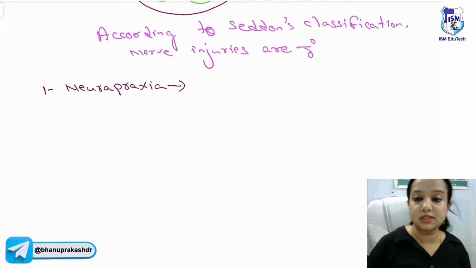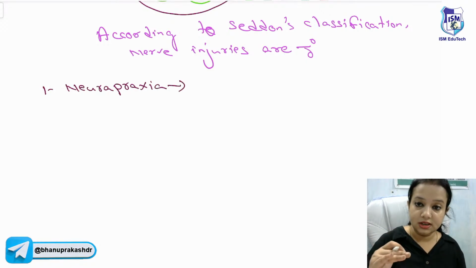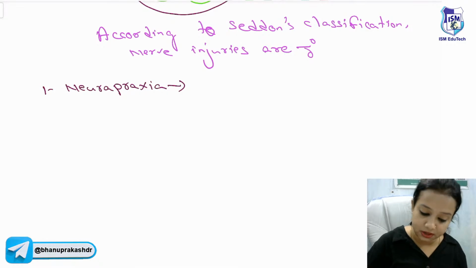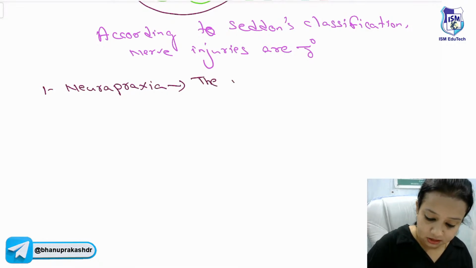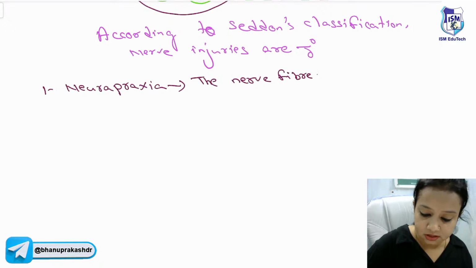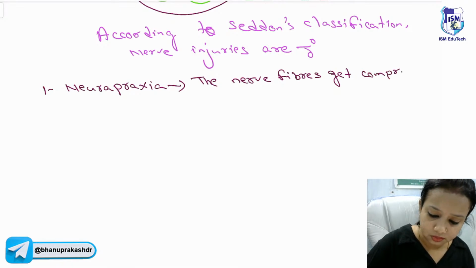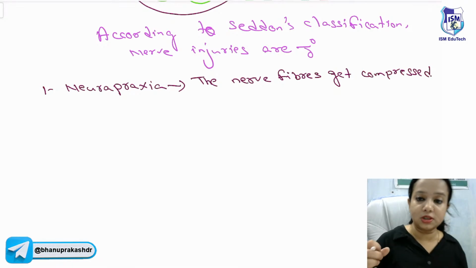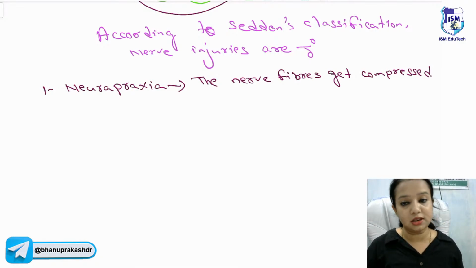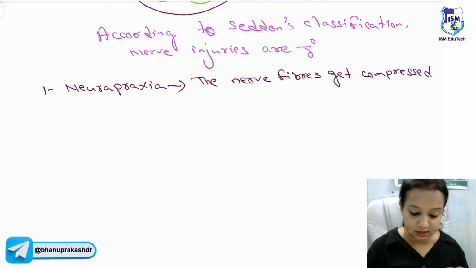Now, neuropraxia means when the nerve fibers get compressed. Suppose a person is having a fight or a bout of argument, and in that bout, someone punches a person in the neck. So, what do we see? There is a swelling in the neck, right? This type of a thing.